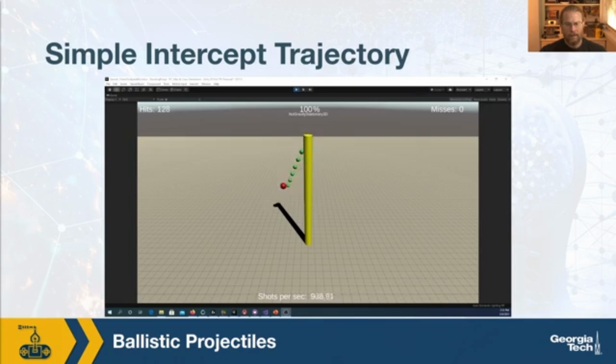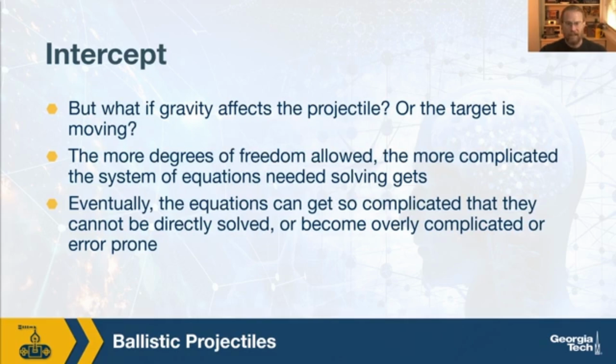And you can tell that it's off a bit because the green projectiles are hitting on the backside of the target relative to the direction the target is going. But this is accurate, just a simple algorithm, and it works well if you have this sort of a scenario. There's just not a lot of degrees of freedom in terms of the solution we're trying to determine. But what would happen if gravity did affect the projectile, or the target is moving or moving fast enough?